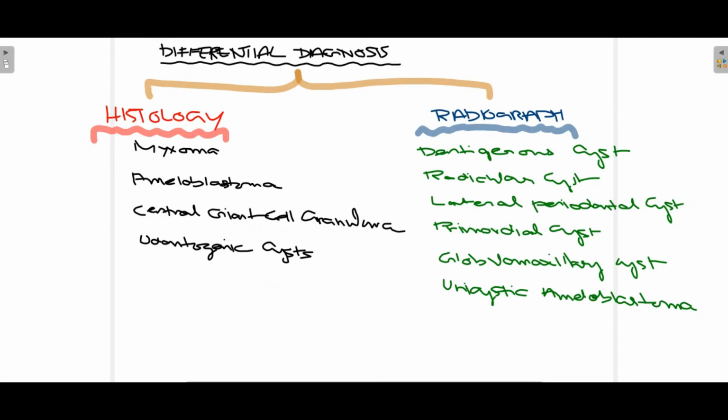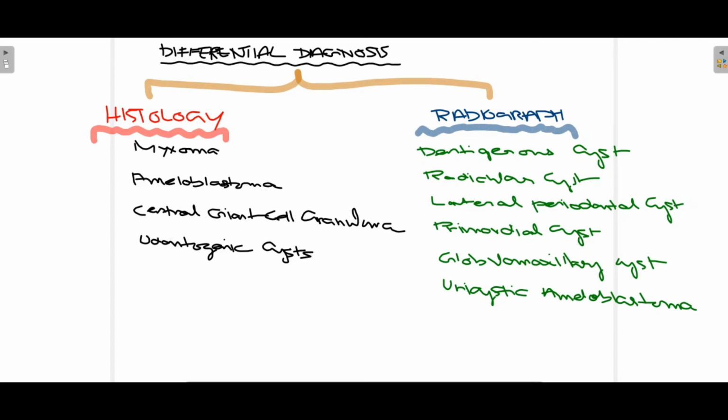Now when we talk about differential diagnosis by looking at the radiograph, we can come up with dentigerous cyst, radicular cyst, lateral periodontal cyst, primordial cyst, globulomaxillary cyst, and unicystic ameloblastoma. Now this differential diagnosis is important because it helps us to achieve the definitive diagnosis if some other pathology is present instead of OKC.